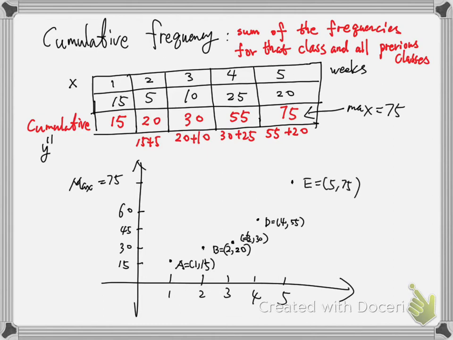So now let's connect these 5 points, A to B, B to C, C to D, D to E. In the beginning, it goes up very slowly, but around the 4th week, it goes up much faster.